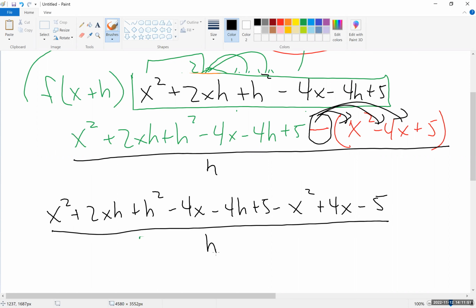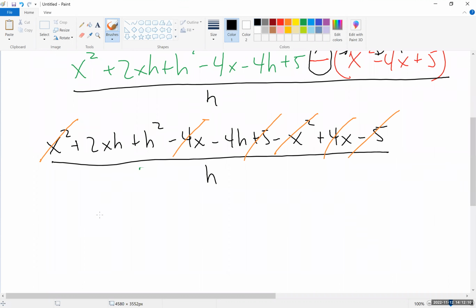Now, in the difference quotient, things will always cancel. x squared minus x squared will always cancel. Negative 4x and positive 4x cancel. Positive 5 and negative 5 cancel. All that we are left with now is 2xh plus h squared minus 4h, all divided by h.